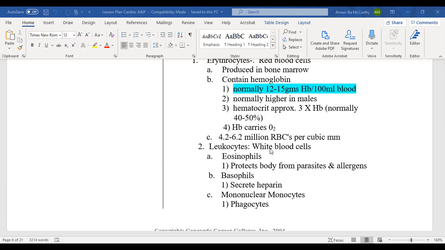Does anybody know what heparin does to the blood? Does it thin it? Good. It's a blood thinner. So we use that to thin out the blood if we need to thin out the blood.